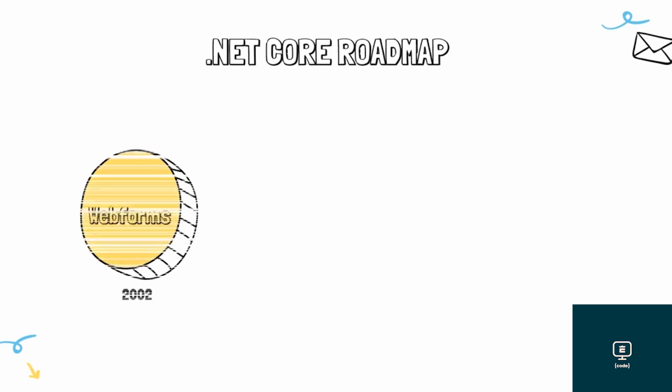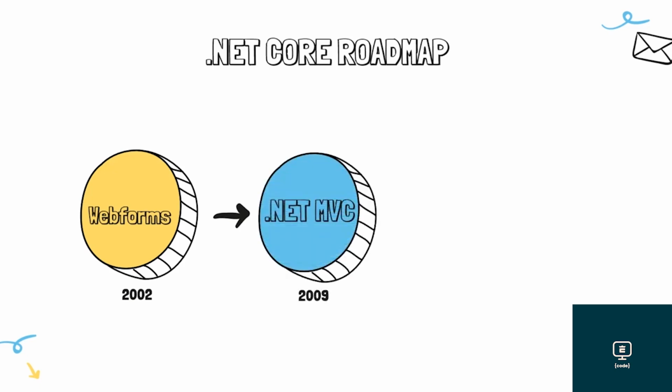In this video, I want to walk you through the journey of .NET Core. .NET Core is probably the biggest change that the .NET language has encountered. In 2002, Microsoft introduced web forms, which was a revolution at that time. Web forms has its drawbacks, and there was a need to overcome all of them. Because of that, the .NET team came up with a new architecture, which was .NET MVC.